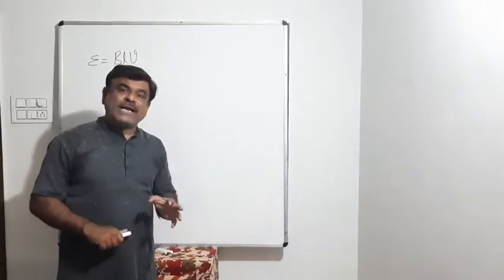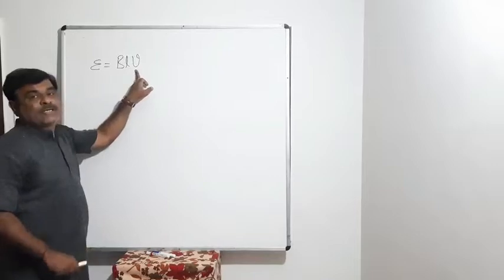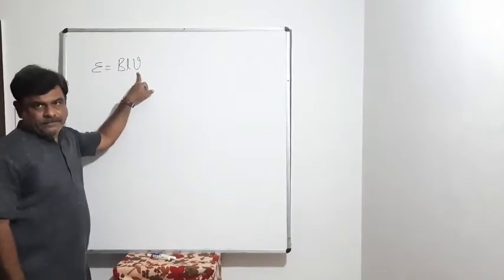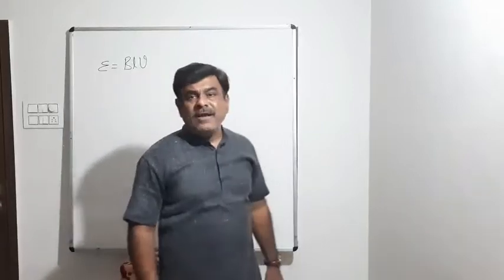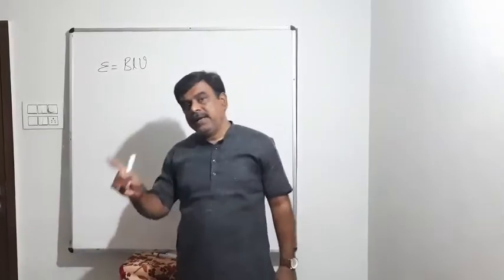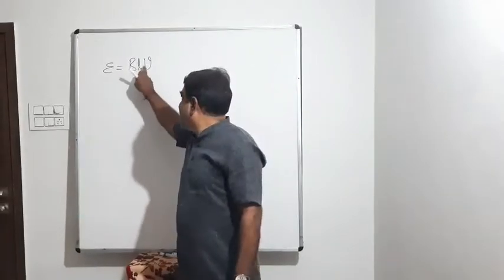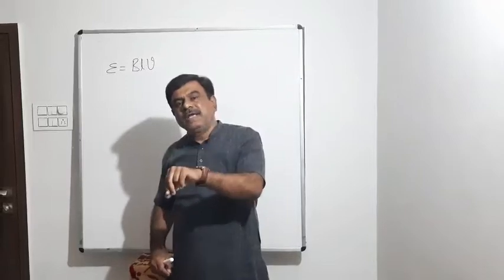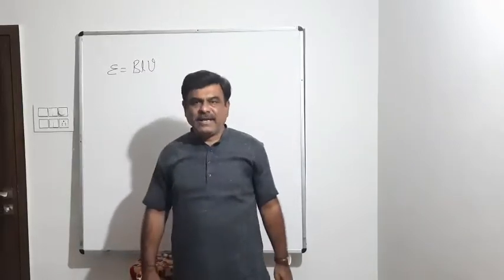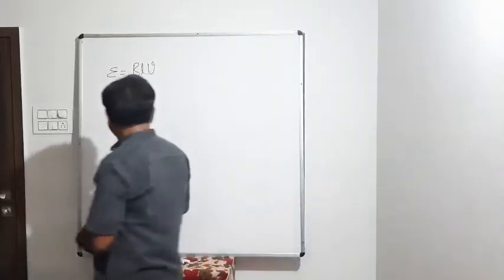If any two are at some angle theta, in that case this equation will change to BLV sin theta. Again I do repeat, E equals BLV is applicable only when all are mutually perpendicular, B, L and V. If any two parameters, B and L or B and V, are at certain angle theta, then it will be BLV sin theta. One example of that I will give.